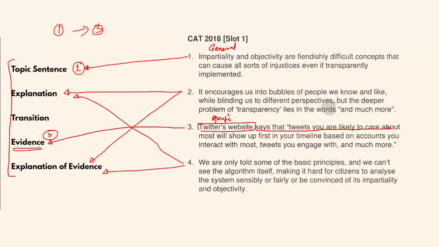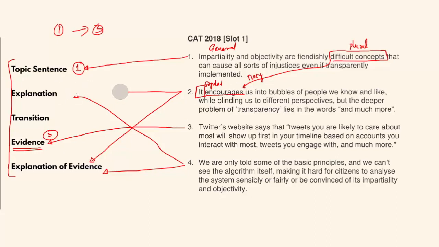That skill requires us to identify certain things here. That skill requires identifying that this is talking about 'it encourages'. And if it were connected to the topic sentence, it would explain the topic sentence. The topic sentence talks about difficult concepts. Concepts, that is plural. This is singular. So if this were explaining it, it should have used the word 'they'. So this is actually not explaining the topic sentence. The 2 is actually explaining the evidence. So that's what we need to understand from there.